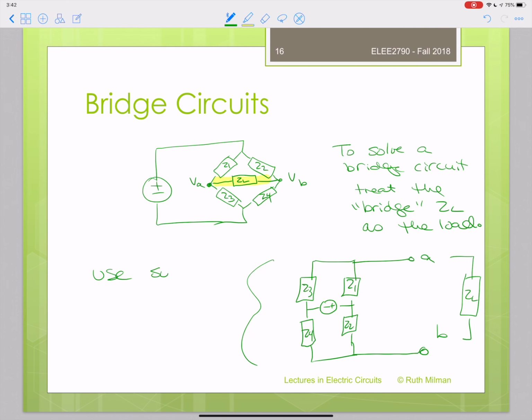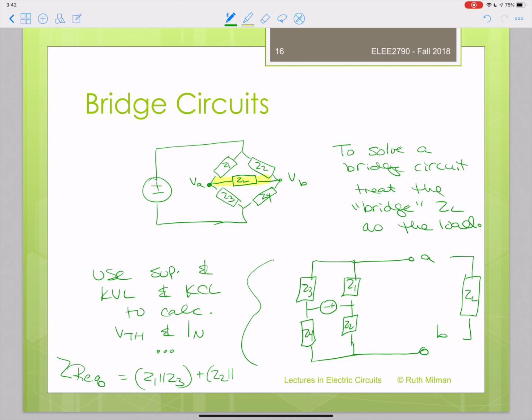So use superposition and KVL and KCL to calculate VTH and IN, REQ, and you can figure out what you're doing from there in order to solve this bridge circuit. So this is technically not another circuit element, it's a way of using a circuit. The equivalent resistance, by the way, or the equivalent impedance if you're working with impedance, is equal to Z1 in parallel to Z3 plus Z2 in parallel to Z4. Let's just write down that that's ZEQ.